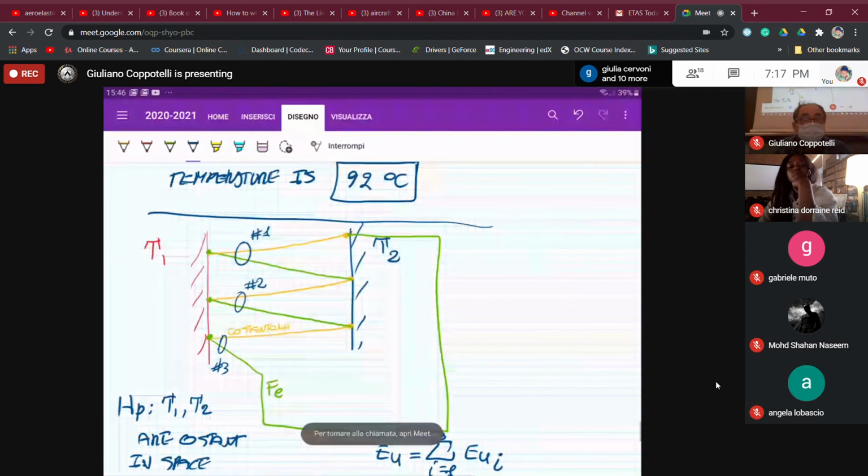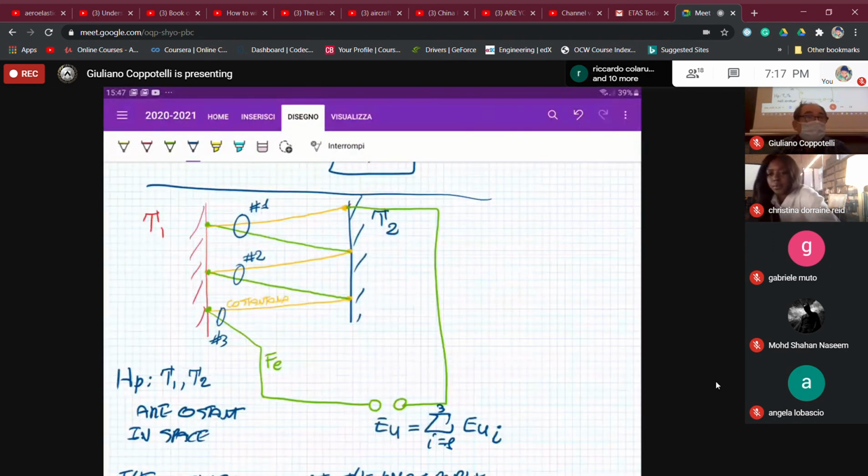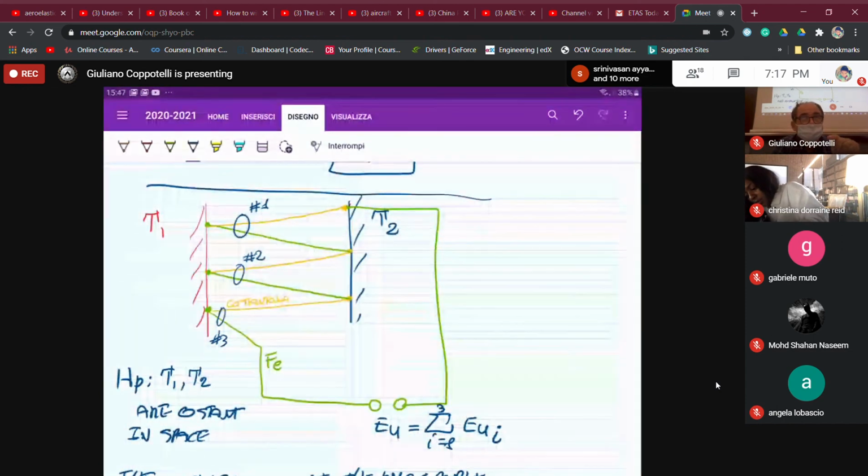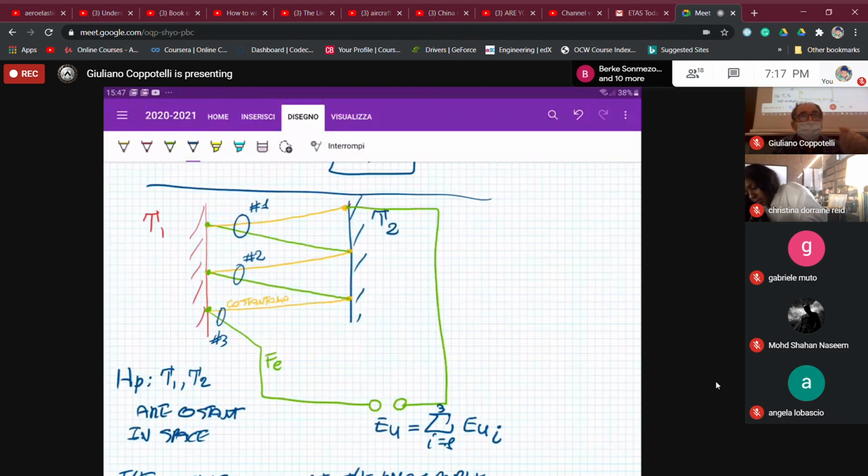Okay. So the series configuration is telling me that the output is the sum of the outputs. We increase the sensitivity. How about the parallel configuration? A configuration of thermocouples that are put in parallel. Let me show you this example.